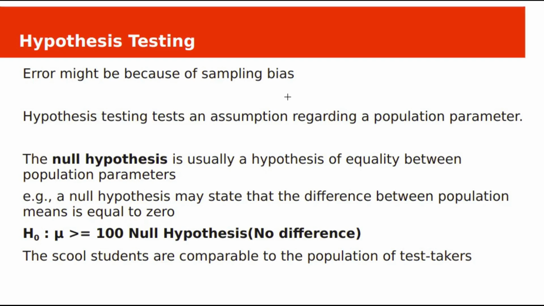Null hypothesis is usually a hypothesis of equality between population parameters. Null hypothesis states that there is no difference between population parameters. Null hypothesis is denoted with H0. Here our null hypothesis is mu greater than or equal to 100. Because the null hypothesis will not assume any difference between the two populations, one is the school students' mean and the other is the regional students' mean. The regional students' mean is 100.